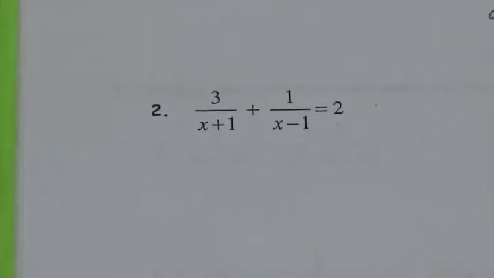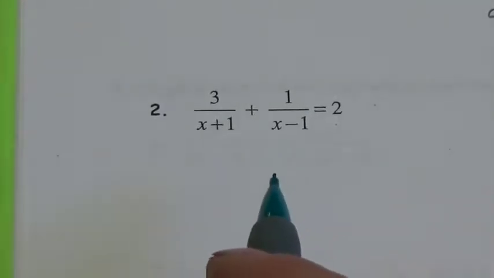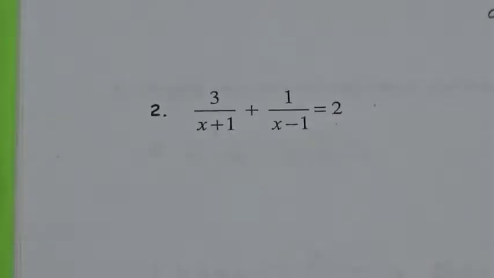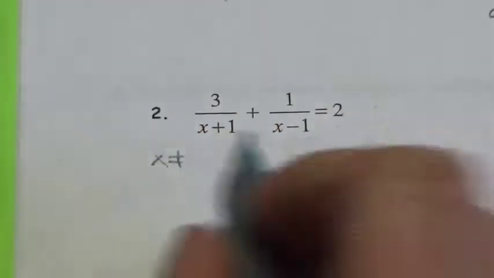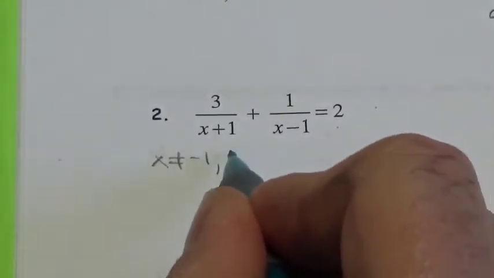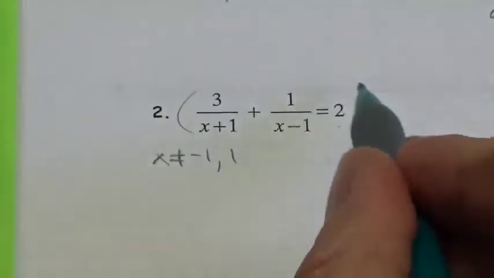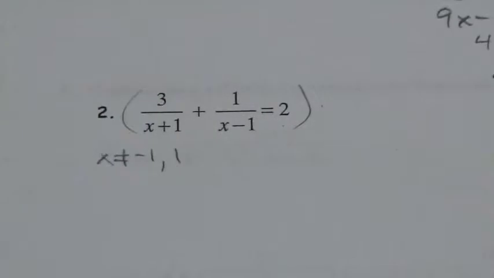Let's try another one. 3 over x plus 1 over x plus 1, okay, is equal to 2. Again, my goal, first of all, is to factor, but everything is already factored, so I'm going to state my non-permissibles. x cannot equal negative 1 or positive 1. Now I'm going to multiply through by the common denominator.